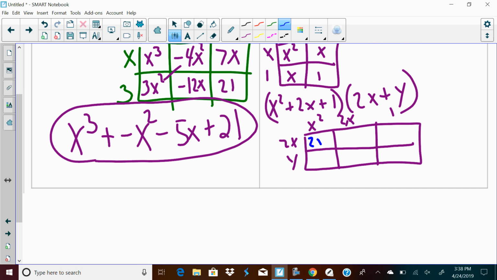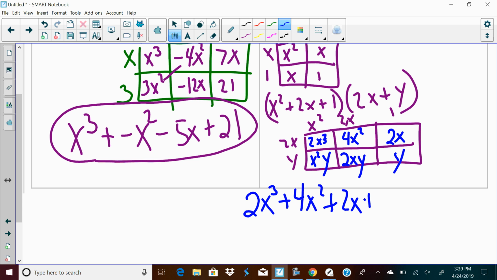So I get 2x cubed, 4x squared, and 2x. And then I get x squared y, 2xy, and y. So then when I write it all out, nothing can be combined. So I get 2x cubed plus 4x squared plus 2x plus x squared y plus 2xy plus y. And that's my final answer.